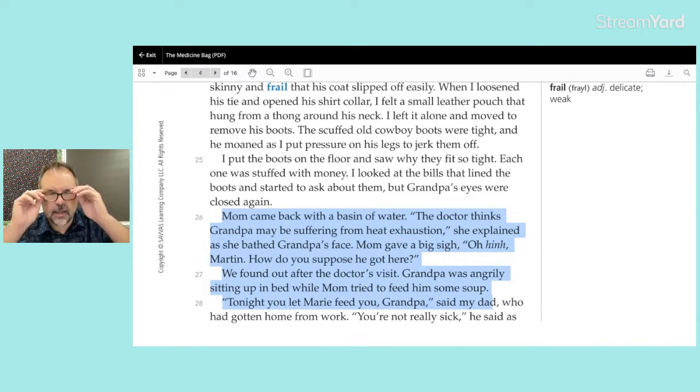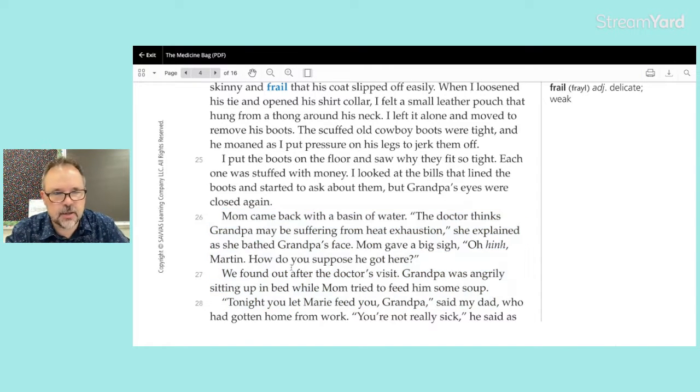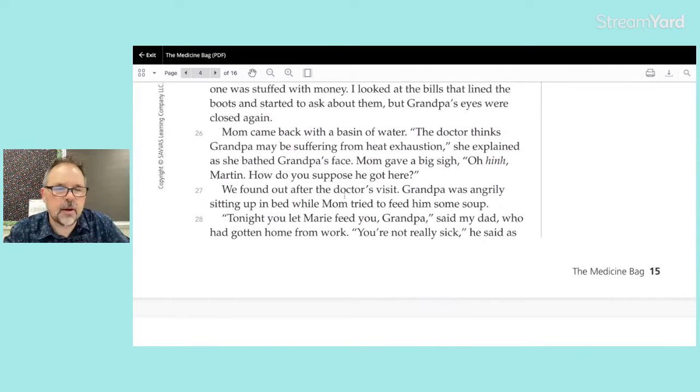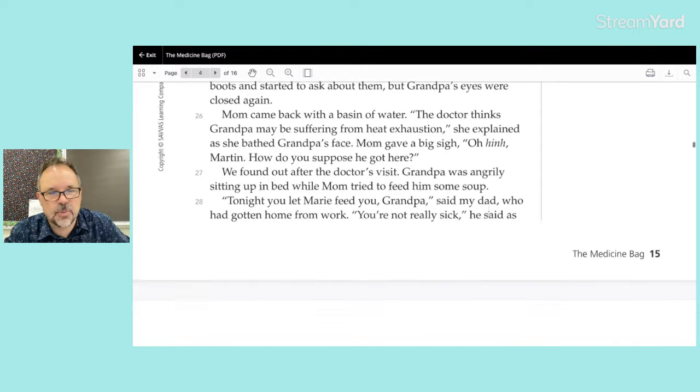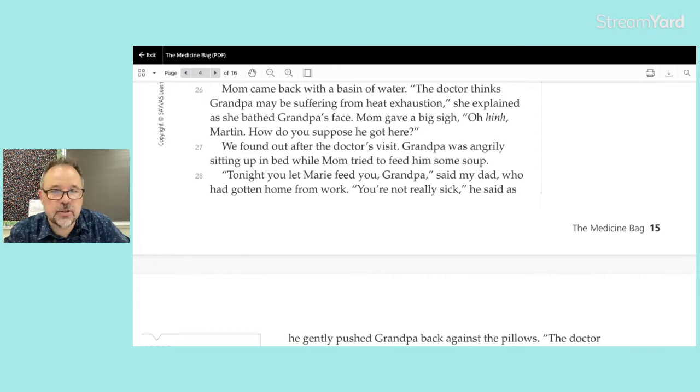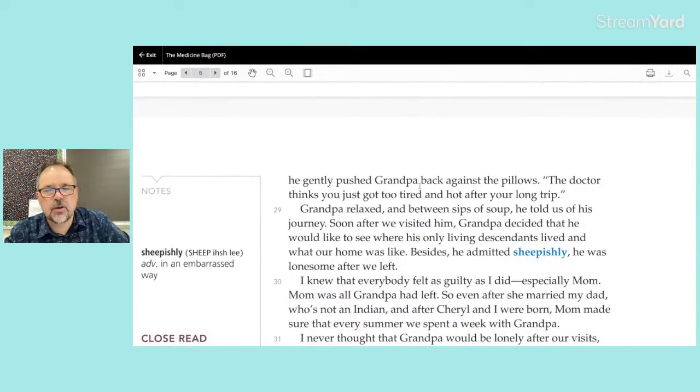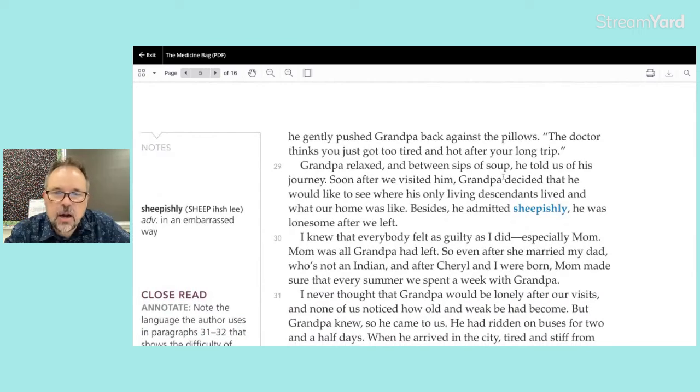Mom came back with a basin of water. Doctor thinks Grandpa might be suffering from heat exhaustion, she explained, as she bathed Grandpa's face. Mom gave a big sigh. Martin, how do you suppose he got here? We found out after the doctor's visit, Grandpa was angrily sitting up in bed while Mom tried to feed him some soup. Tonight, you let Marie feed you, Grandpa, said my dad, who had gotten home from work. You're not really sick, he said as he gently pushed Grandpa back against the pillows. Doctor thinks you just got too tired and hot after your long trip.